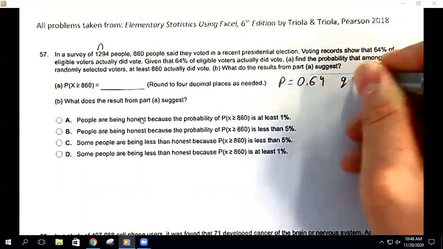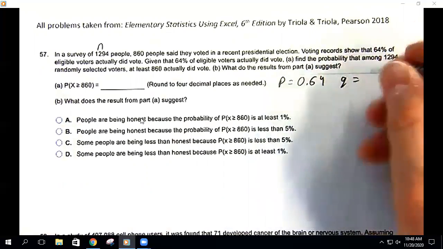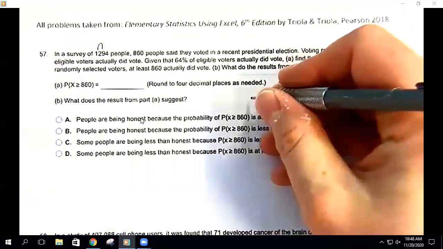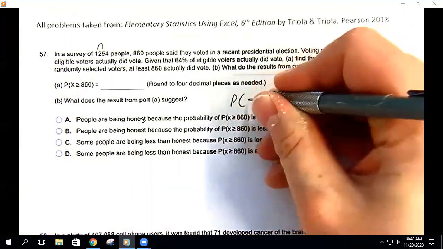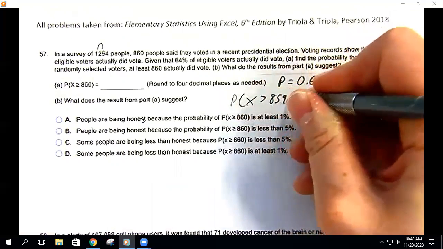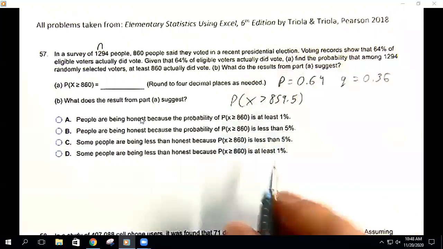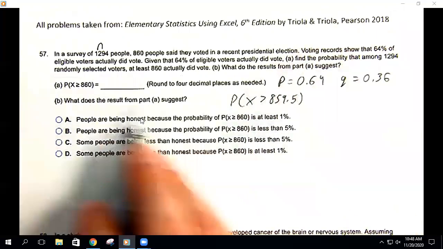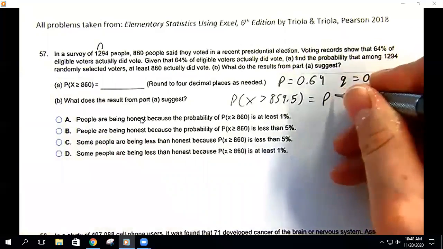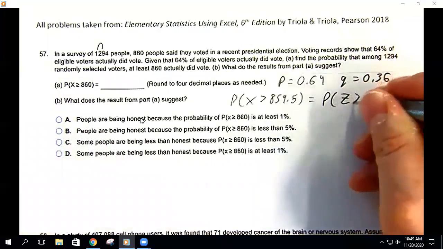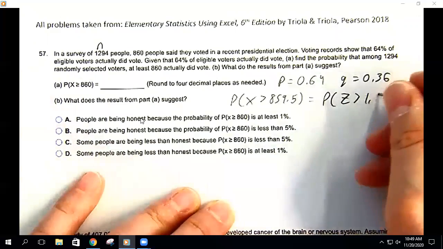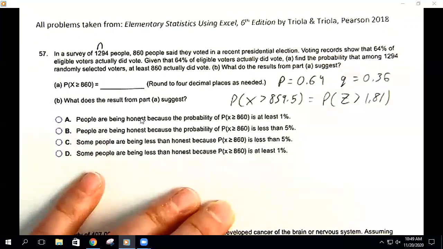So P is 0.64, and therefore Q is 0.36. We want the probability that X is bigger than 859.5, so that we can include that 860 to the right of it. That's equal to the probability of a z-score of 1.81.